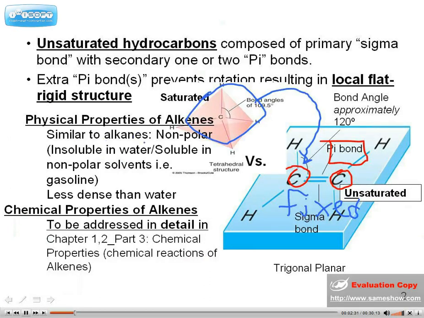So in general, they're nonpolar, therefore insoluble in water, soluble in gasoline, and unsaturated hydrocarbons tend to be less dense than water. This goes for alkenes and alkynes. We'll talk about the chemical properties later on. I've actually revised these slides and taken out the chemical properties, aka chemical reactions, and put that into a new set of slides called Chapter 1-2, Part 3. They're now available if you want to take a look at those.